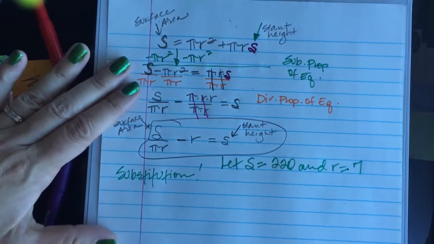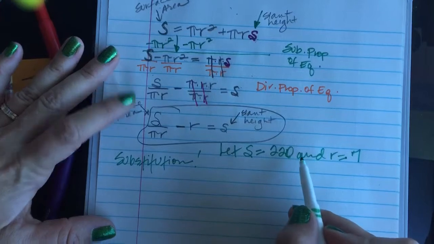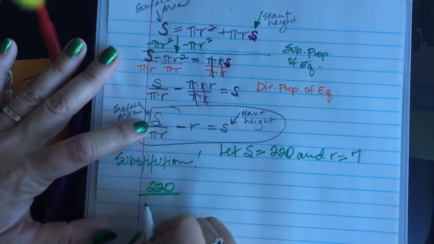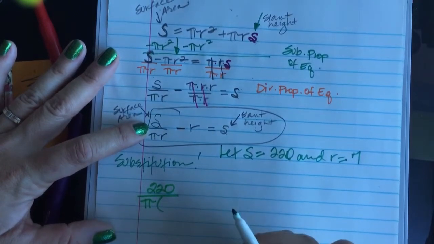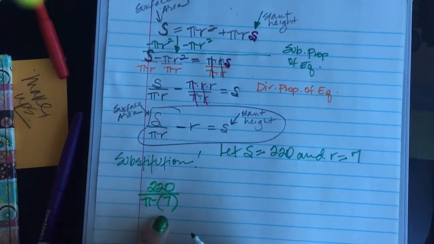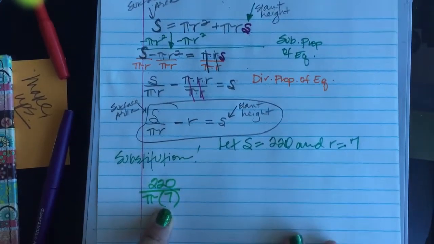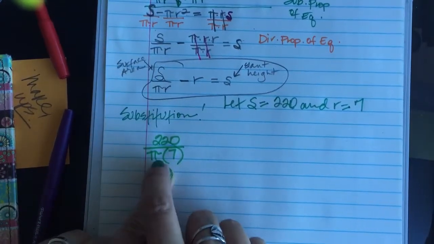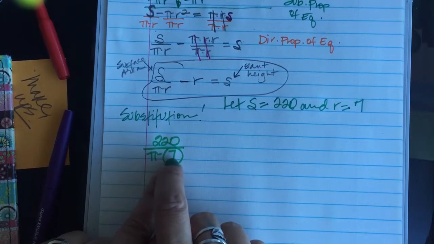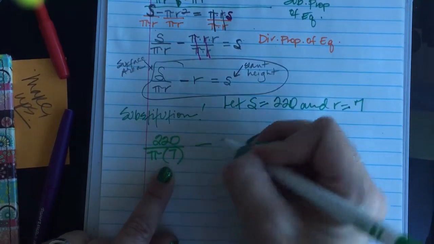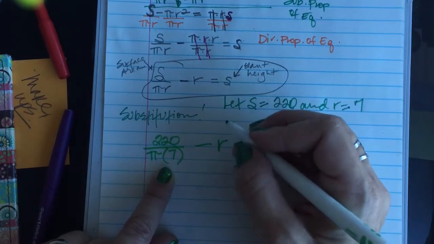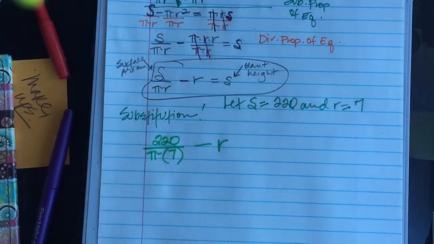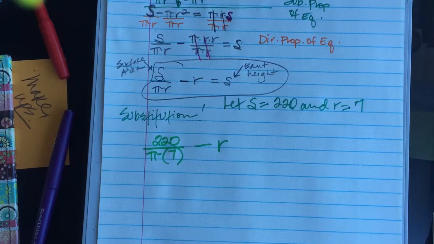So then for substitution, this is going to look like up top 220 over pi times 7. And I'm just putting parentheses around this 7 because it's pi r. I'm putting parentheses around this 7 just to show that it's going to be pi times 7. Then I have to subtract the radius again. Whoopsie. I shouldn't be putting an r there. I should be putting a 7 there. So I'm going to subtract the radius.